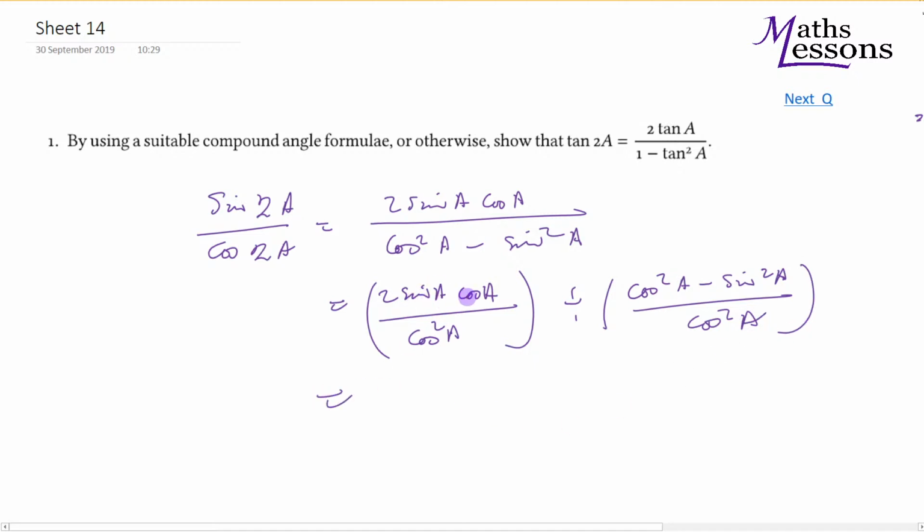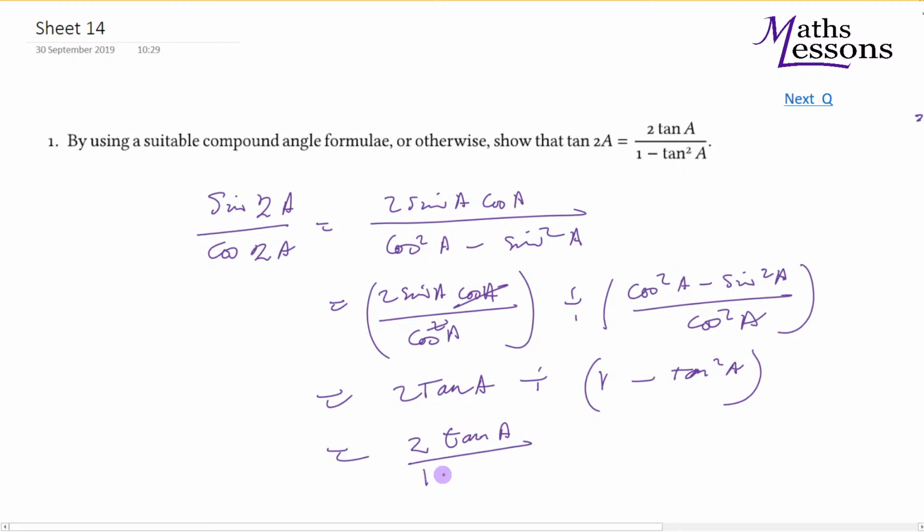And what we can see here is cos a will cancel out with that to leave us 2 tan a. And we've got cos squared divided by cos squared is 1, and sine squared divided by cos squared is tan squared. So I get 1 minus tan squared a. So that is better written as 2 tan a over 1 minus tan squared of a. Right, next question.